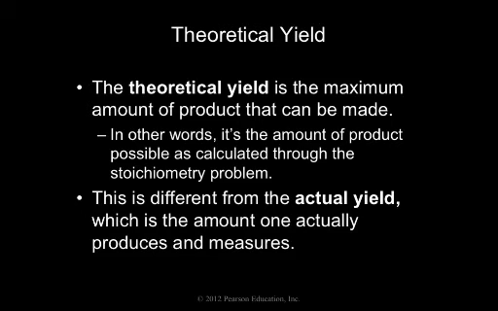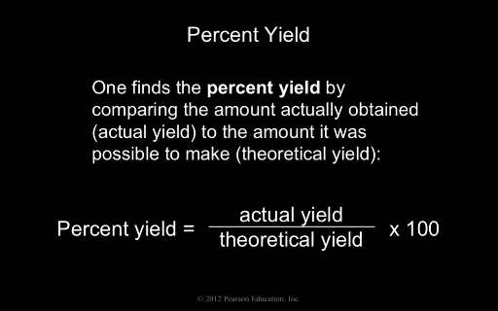This is different than the actual yield, which is the amount that you actually produce and measure when you make the substance in the lab. So the actual yield number comes from a number off a balance when you actually go and weigh the product that you produced. The percent yield calculates the efficiency of the reaction. So it compares the amount you actually obtained, which is the actual yield, to the amount that was possible to make, which is the theoretical yield. Then you multiply by 100 to get a percent.